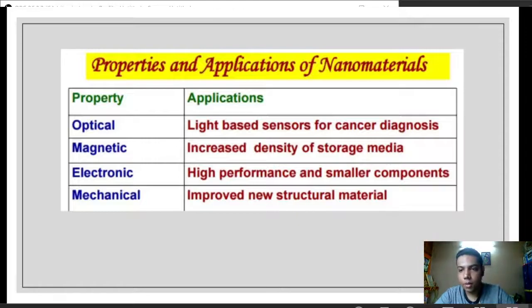So this is a table of properties and applications of nanomaterials. So for optical, light-based sensors for cancer diagnosis. Magnetic, increased density of storage media. Electronic, high performance and smaller components. Mechanical, improved new structural materials.